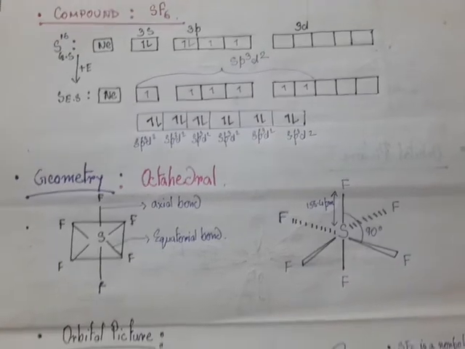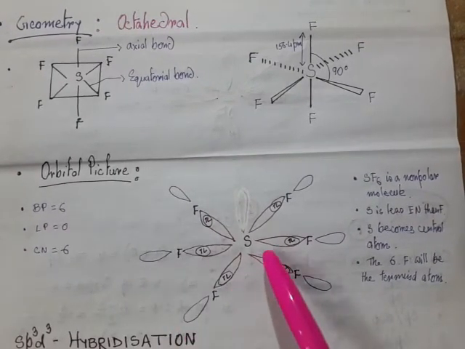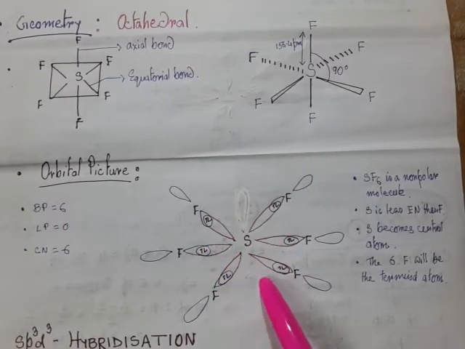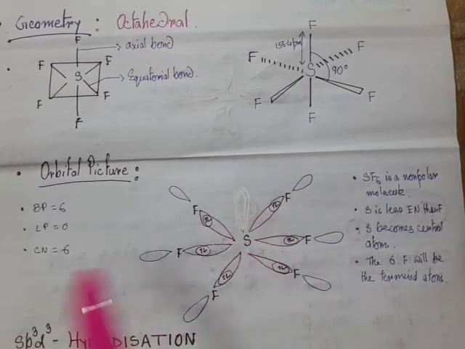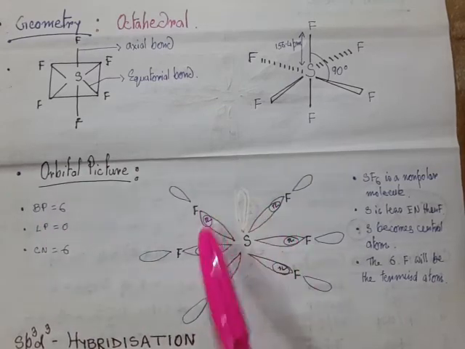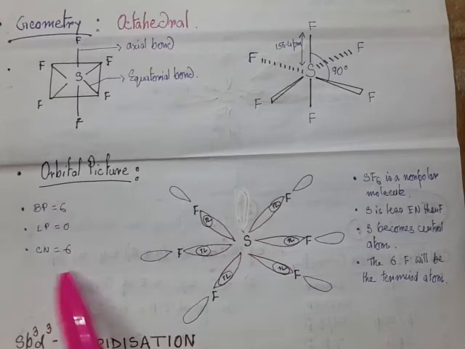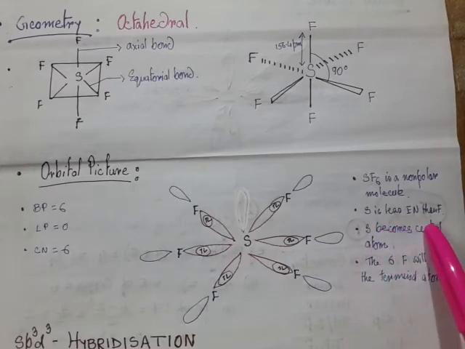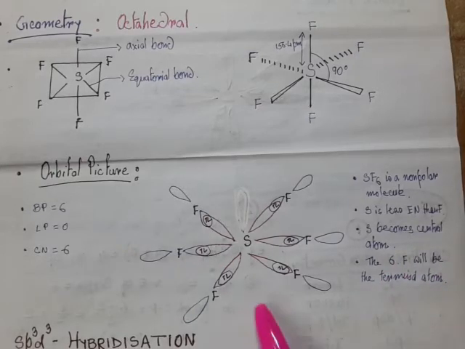Let us see the orbital picture. The 6 sp3d2 hybrid orbitals overlap with 6 p orbitals of fluorine atoms to produce the SF6 molecule, and this is the orbital picture. There are 6 bond pairs of electrons, 1, 2, 3, 4, 5, 6. The lone pair is 0, and the coordination number is 6. About the detailing, SF6 is a non-polar molecule. As I said earlier, sulfur is less electronegative, so it is considered the central atom, and the 6 fluorine atoms are the terminal atoms. So this is the SF6 molecule where hybridization is sp3d2.